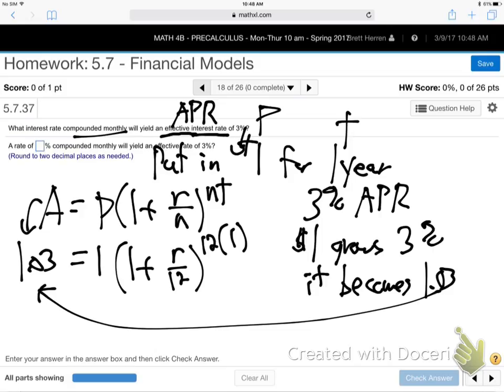Well, we're out of time. So you would have to raise to the 1/12th power like we did those other ones. All right, this is not due. We didn't quite finish it up.